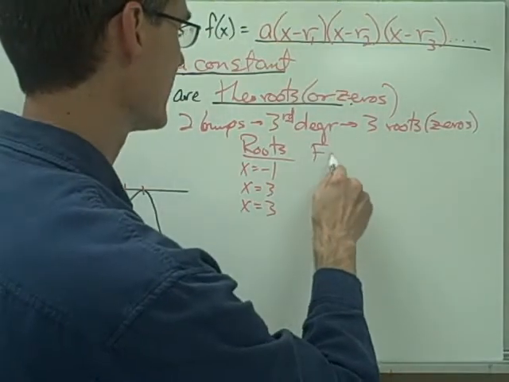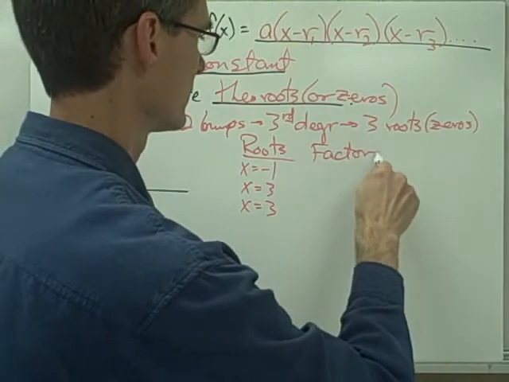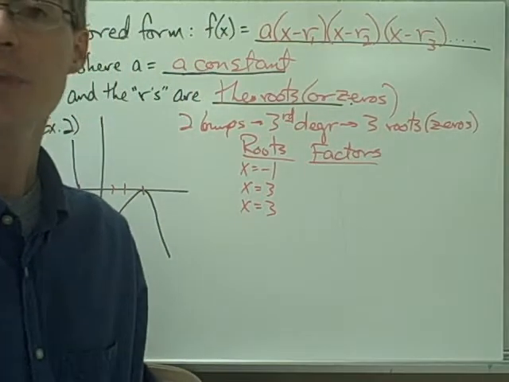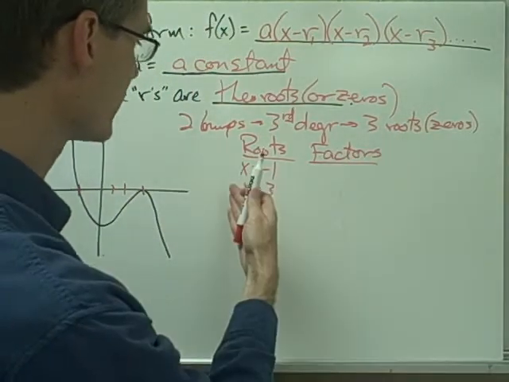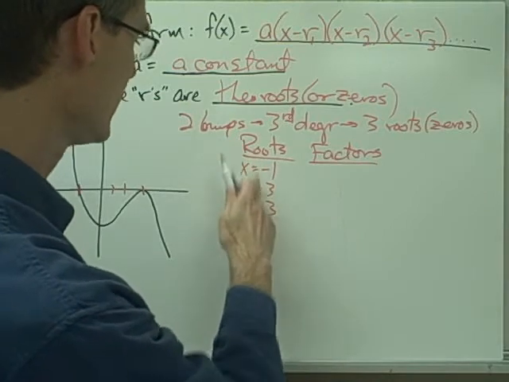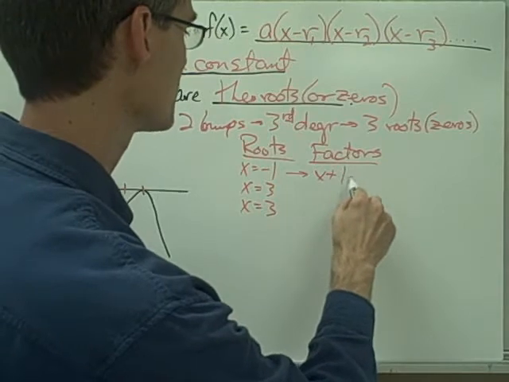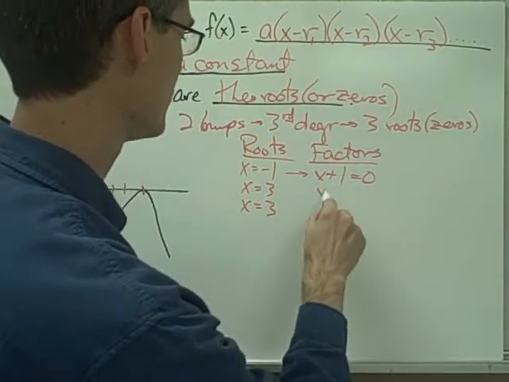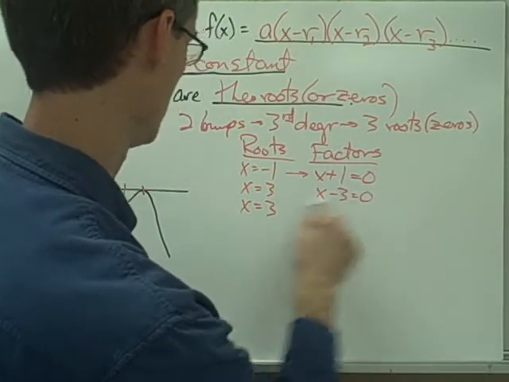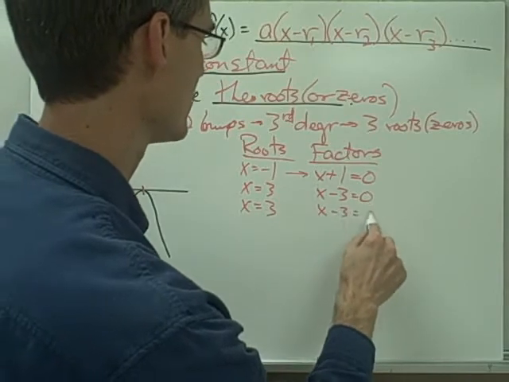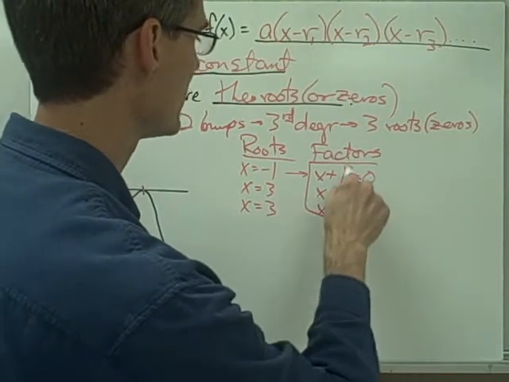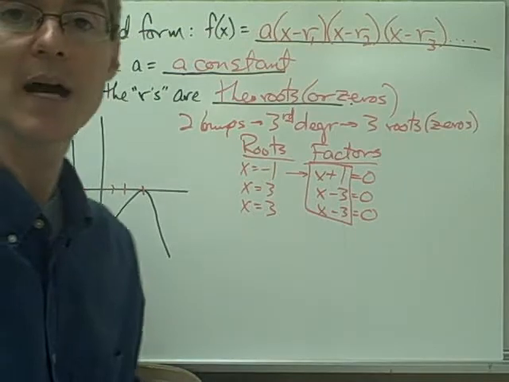Now I can also write down the factors that correspond to these 3 roots by moving everything over to the left side of each of these equations. So this is going to give me x plus 1. This is going to give me x minus 3. And that's also x minus 3. So here are my 3 factors that correspond to my 3 roots.